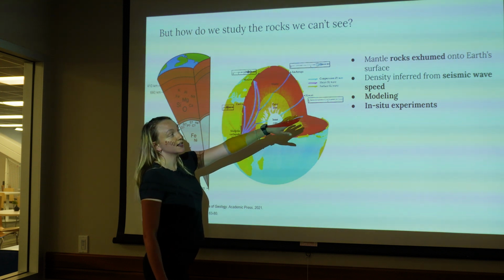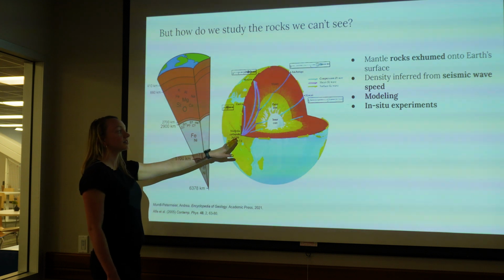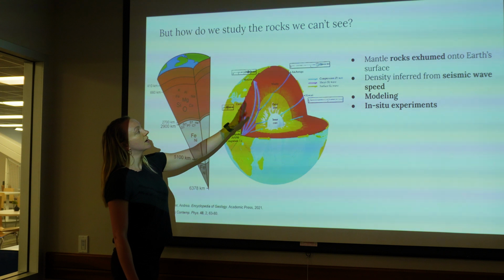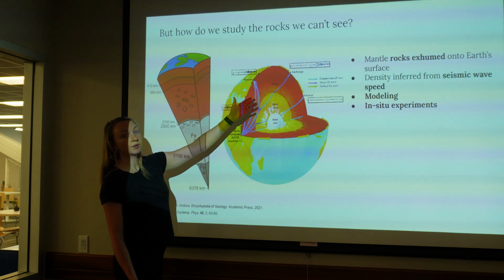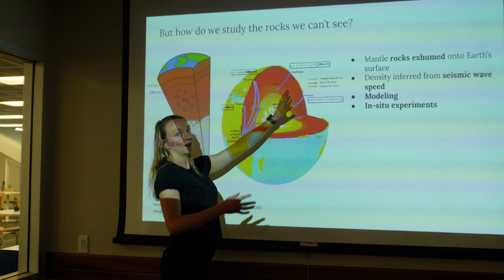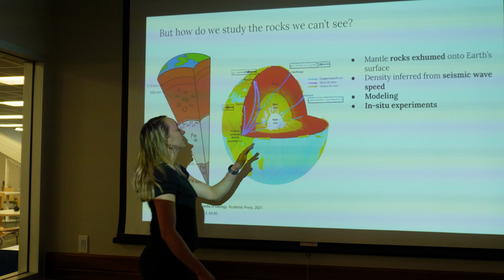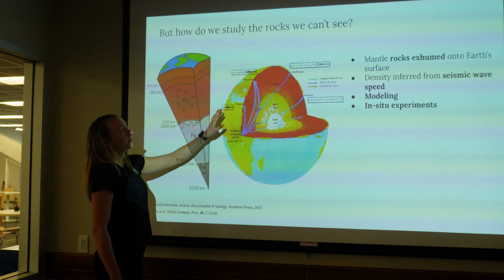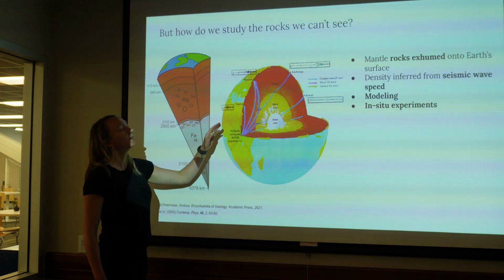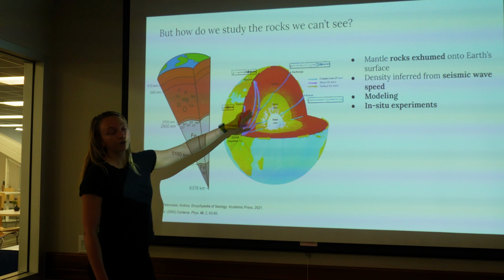We can also use seismic waves. So when an earthquake goes off, it'll send surface waves over the surface of the Earth and body waves through the body of the planet, through the interior of the planet. We can receive that signal somewhere else on the Earth at a seismic station, say in Hawaii or Alaska. And depending on the signal that we receive at those seismic stations, we can infer information about the density of the material that the wave traveled through.